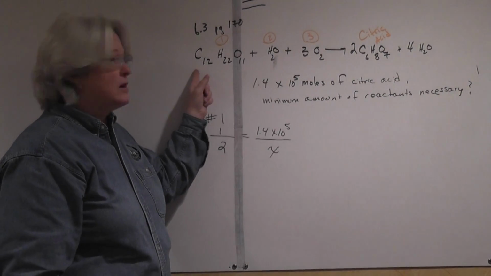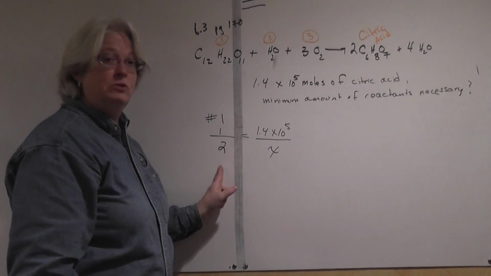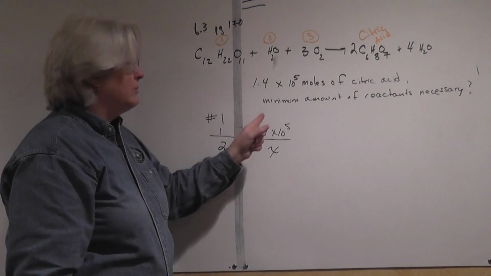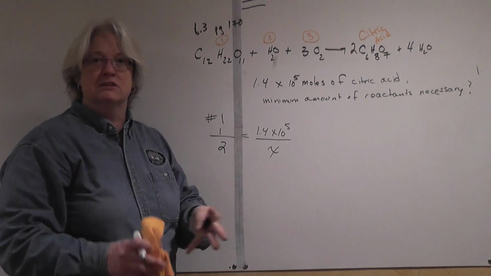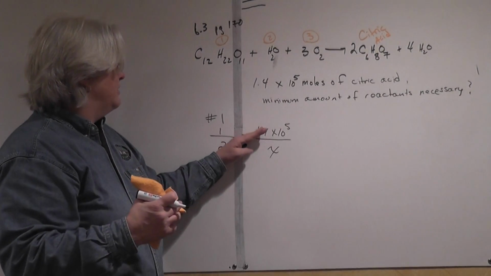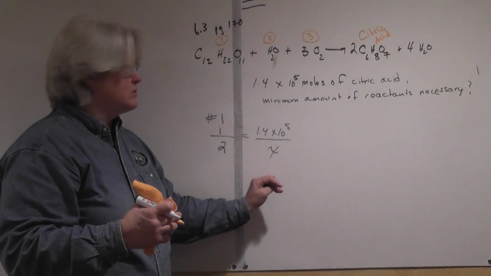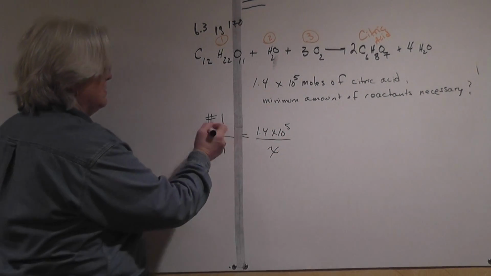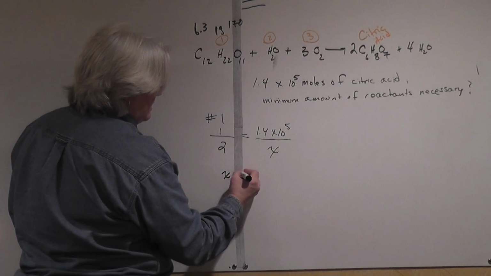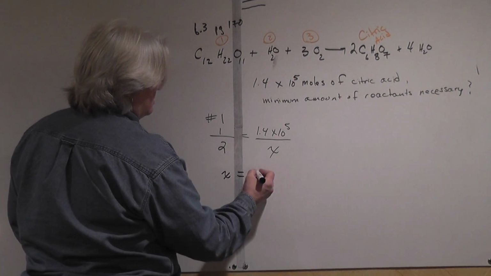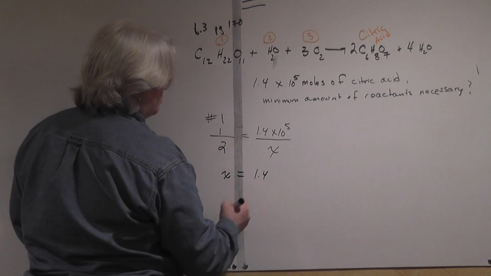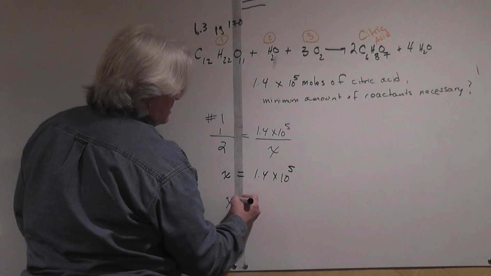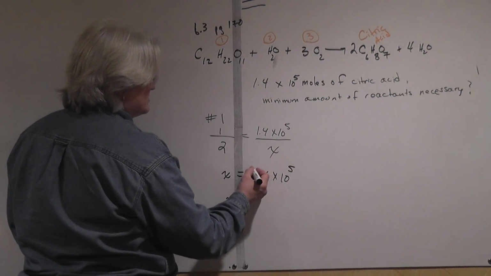One mole of the compound produces 2 moles of citric acid. So you have compound to citric acid. Here we have compound to citric acid. This is the beauty of being able to do the equivalent fractions, so to speak, or doing cross multiplication. 1 times x, x is equal to 1.4 times 10 to the 5th, x times 2.